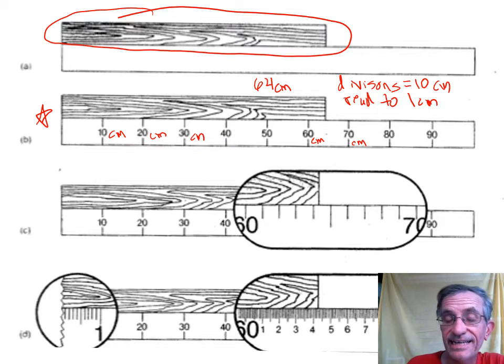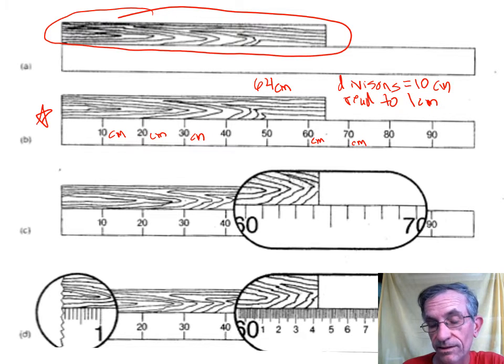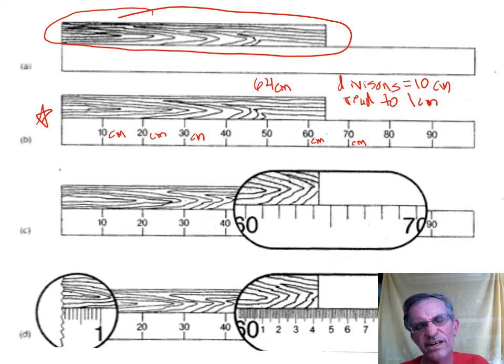Another way of saying that is I'm going to estimate in between the lines. When I look at this number, I know for sure it's 60 something. This piece of wood is 60 something centimeters long. But the last digit is sort of a guess. It's an estimate. We're going to go with 4, so it's about 64 centimeters.